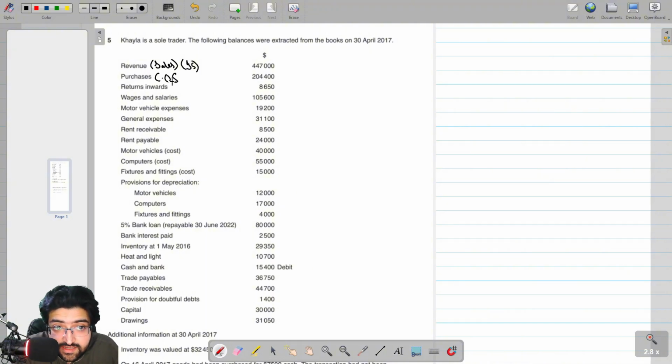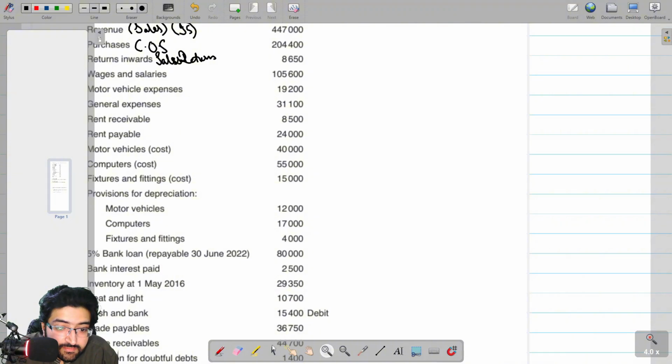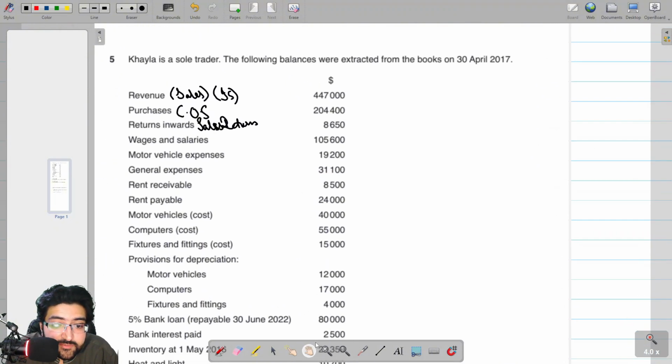Return inwards are the goods that you sold and they're coming back to you. These are your sales returns in simple words. Sales returns. And then these are also part of your income. One second. Let me zoom this in more so that I can write properly.